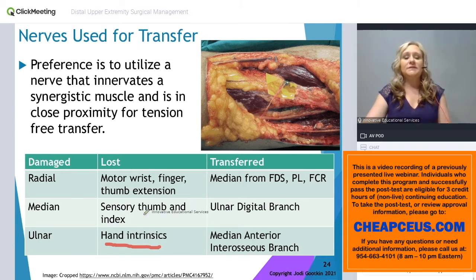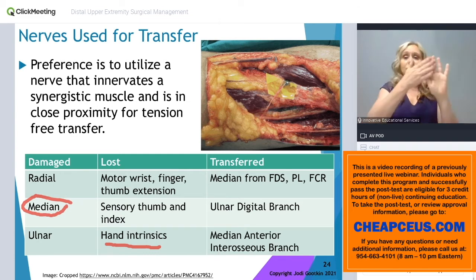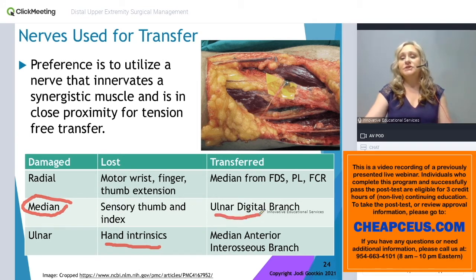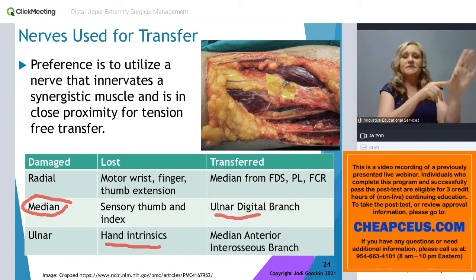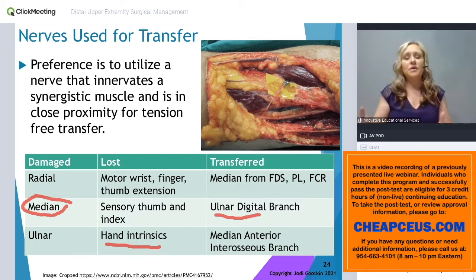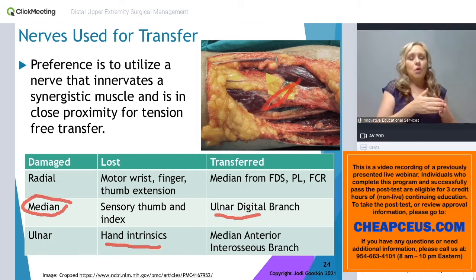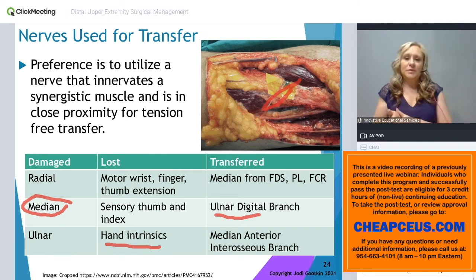If we're looking at sensation, that is going to be lost from that median nerve where the sensory is going to be diminished for those critical grasping and functional tasks. Well, maybe they will take the ulnar digital branch that goes to this web space and move that over. It's important that we recognize on this nerve transfer, here's an example of it here on the top image, that we know what is the donor site to the recipient site.